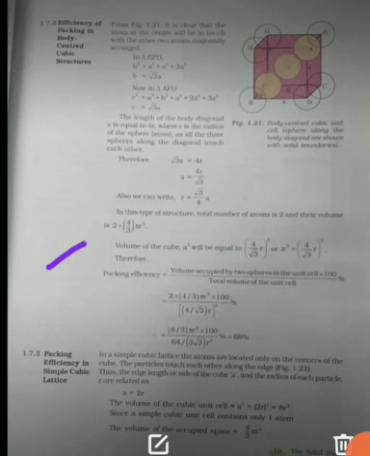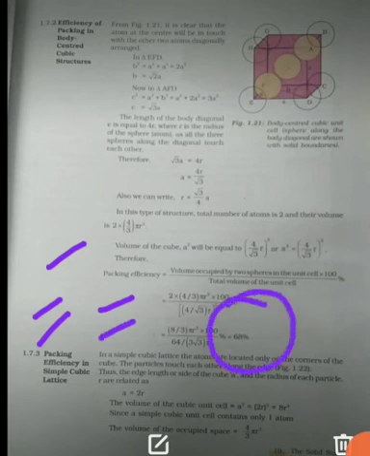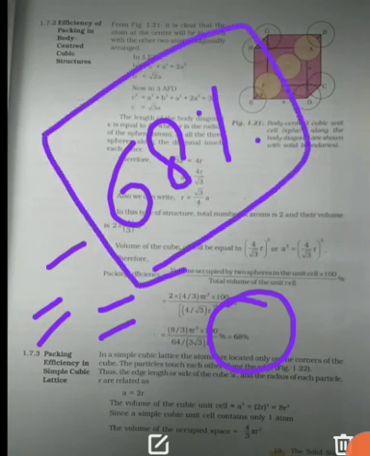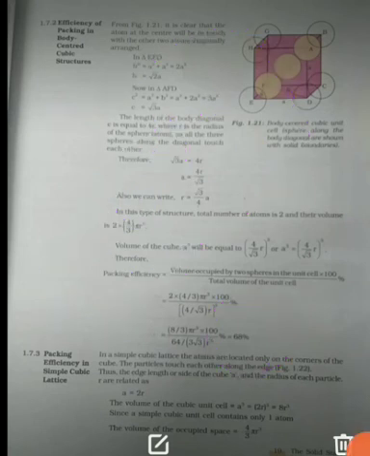As we are very well aware of the formula of packing efficiency, that is volume occupied by the 2 spheres in the unit cell by total volume of the unit cell. So putting the values, that is 2 into 4 by 3 pi r cube into 100 by the volume of the cube, and the result will be 68%. So in case of body centered cubic structure, 68% packing efficiency is there, that is 68% space is filled and the rest of the space is left.